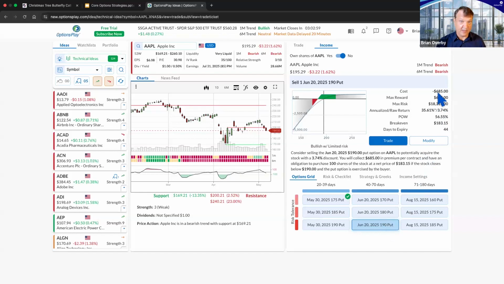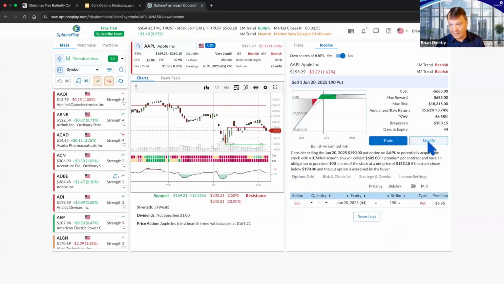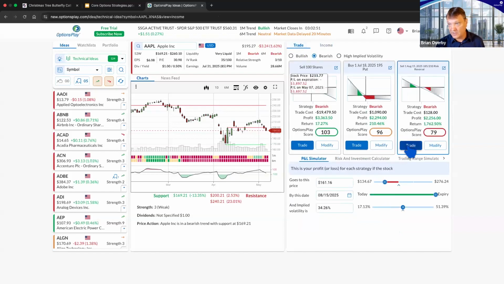So if I were thinking about buying protection on Apple, let's go back in and modify a trade again. Let's go back to the trade page. And I would just think about buying a put spread on Apple on my 100 shares of stock. I'm buying this put spread to protect my portfolio.